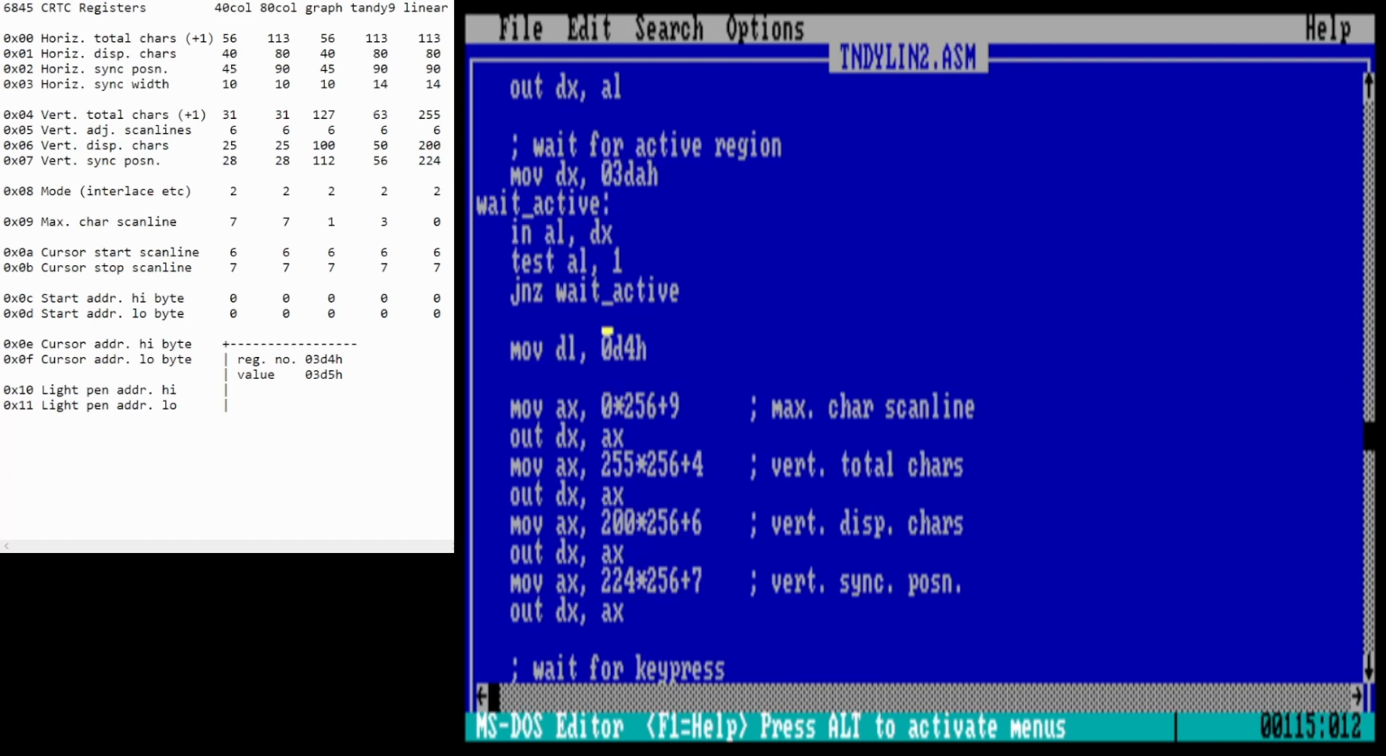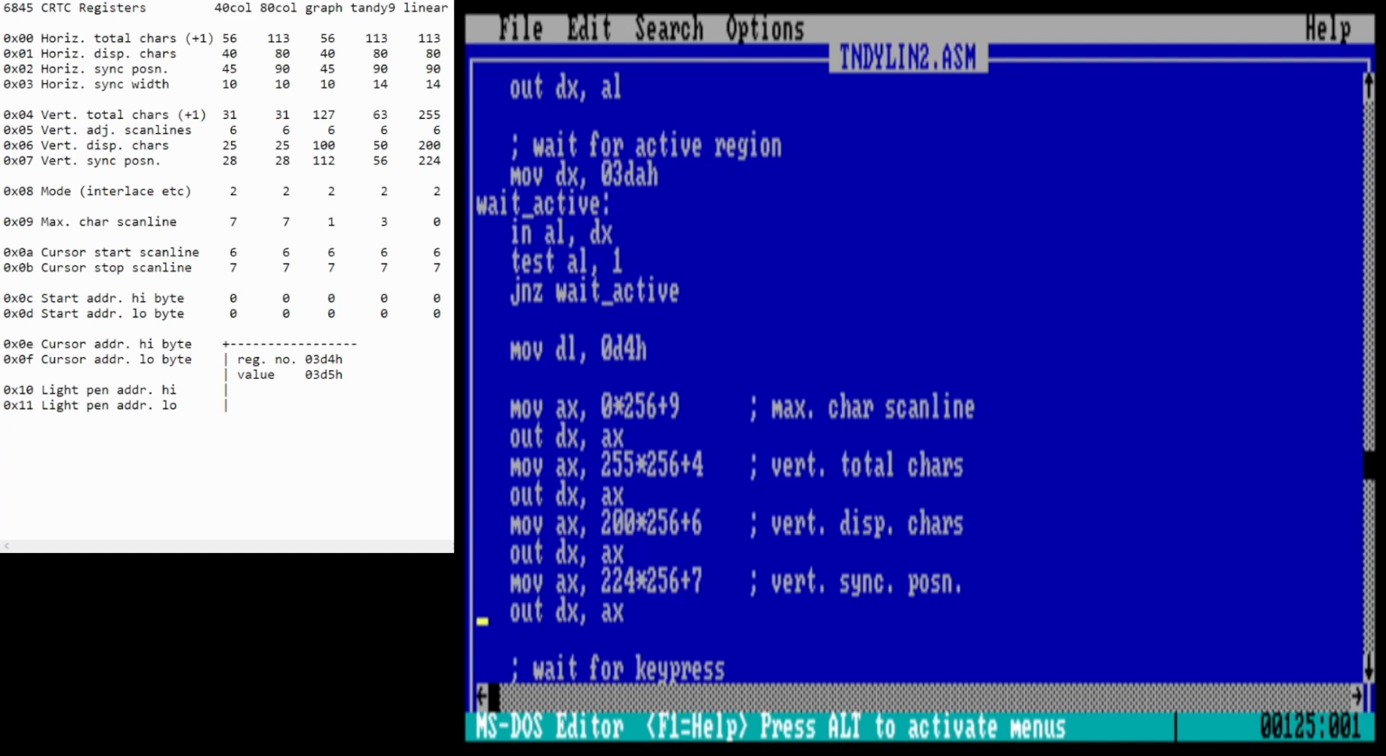But before I do any of that, I'm going to wait for the active region to start. And the reason for that is, again, just because I want this to look as smooth as possible. If I change the number of scan lines per character to 1 at a random point, then it's going to mess up the remainder of that frame. So I should do it right at the start of the next frame. And so this is why I wait for the active region before I do that. And I make sure that's the very first thing that's done, because it's the most critical one. We've got plenty of time to change the other values before the end of the frame.